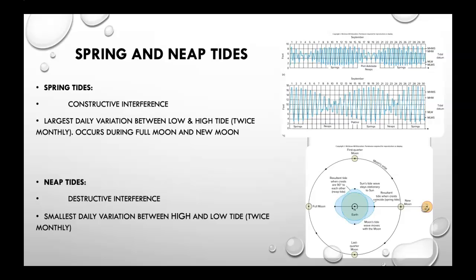So the spring tide has the largest daily variation between low and high tide, twice monthly, and occurs during the full moon and the new moon. The opposite of that is the neap tide, the smallest variation between high and low tide, also twice monthly. On this graph, these neaps are the skinny ones in the middle, and the spring tides are the ones that have more variation here. These are spring tides, neaps, spring tides.